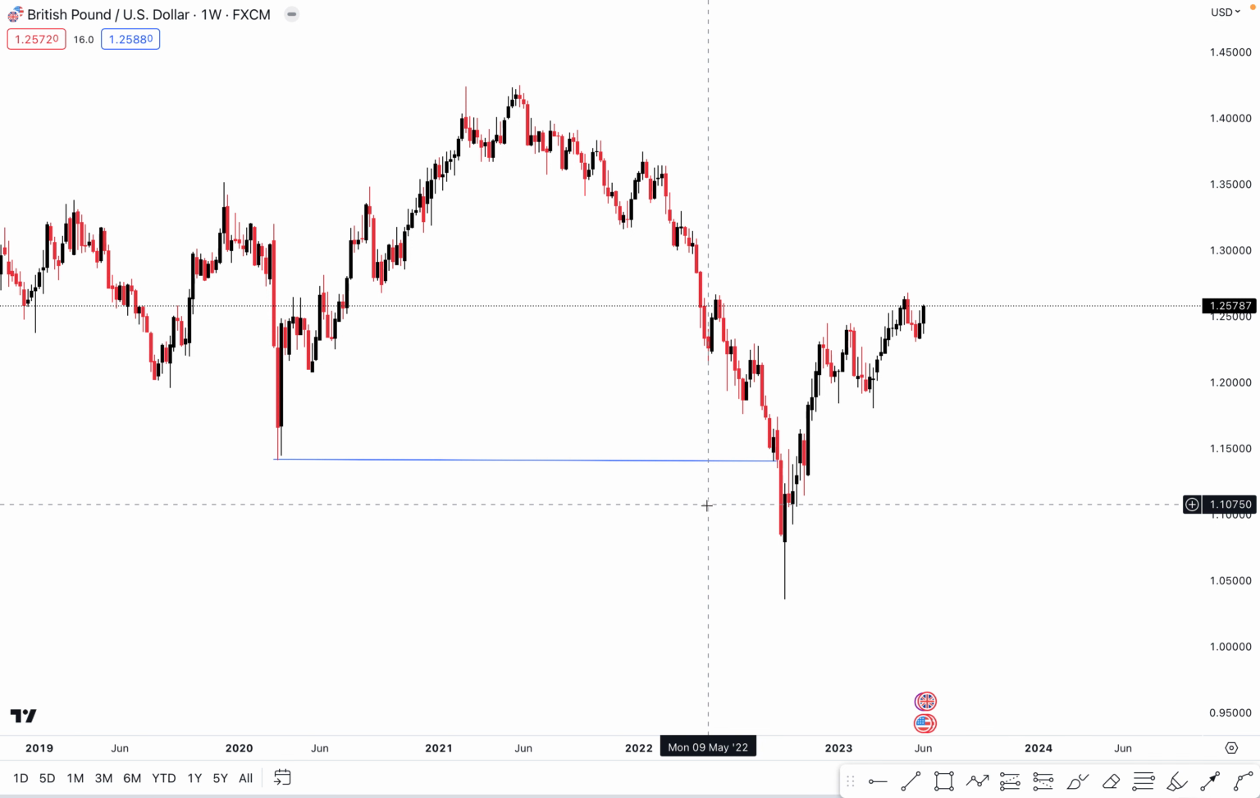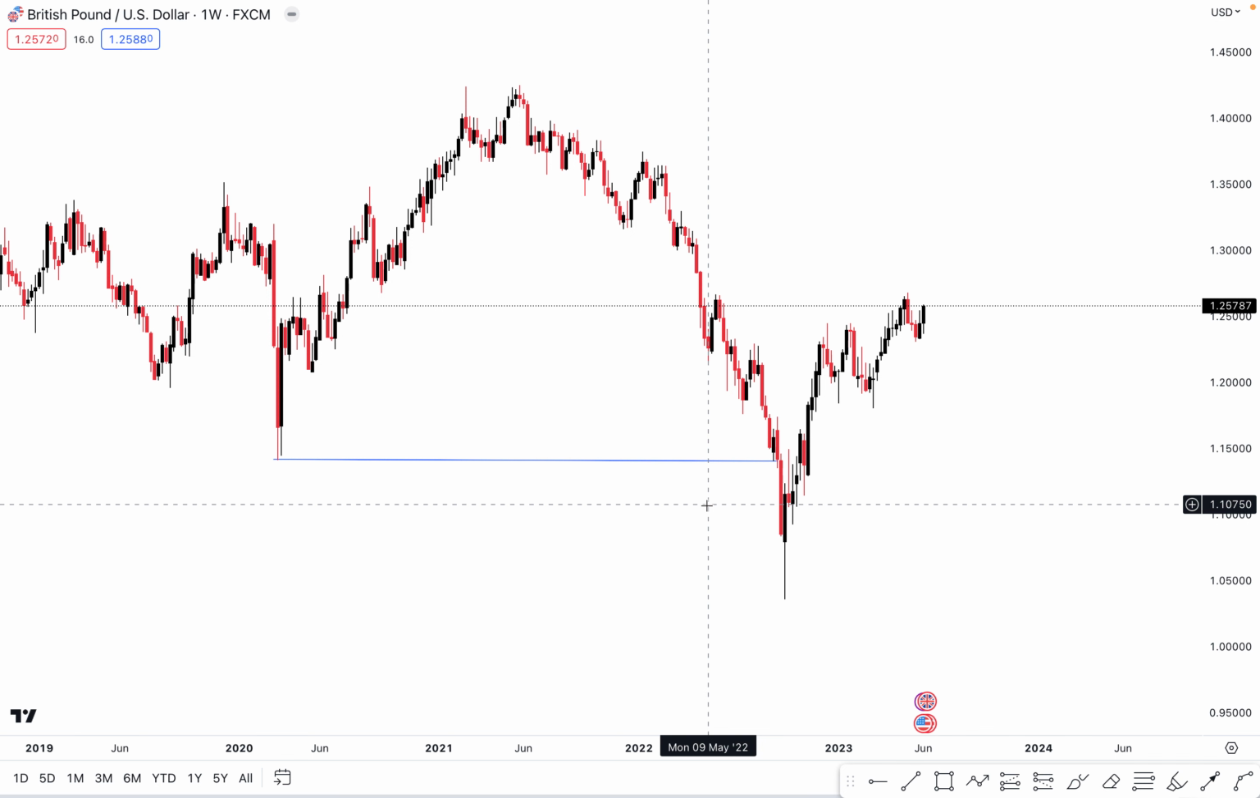So I'll be doing top-down analysis of Great British Pound USD, and we will be looking at where the market is going to, and we will be looking at possible entries of where we would expect the market to behave for this week come tomorrow.